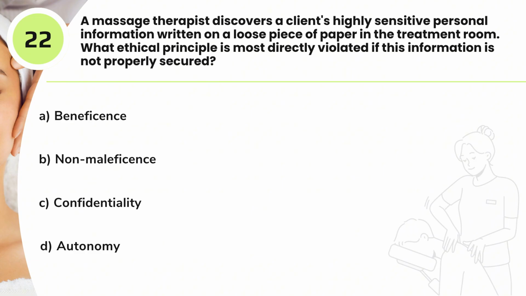Question 22. A massage therapist discovers a client's highly sensitive personal information written on a loose piece of paper in the treatment room. What ethical principle is most directly violated if this information is not properly secured? A. Beneficence. B. Non-maleficence. C. Confidentiality. D. Autonomy.